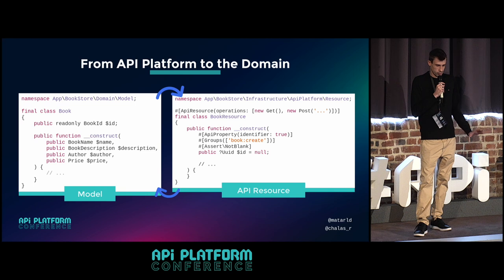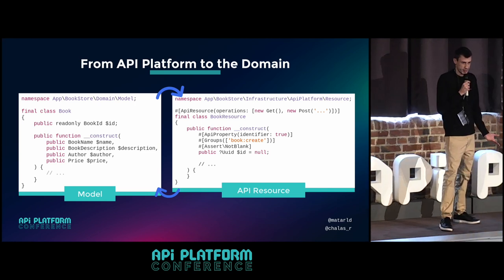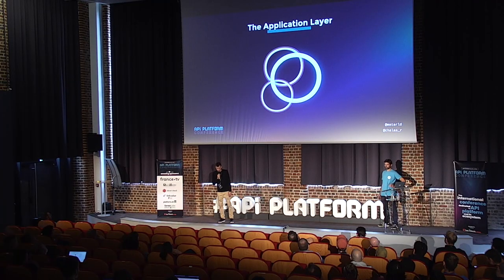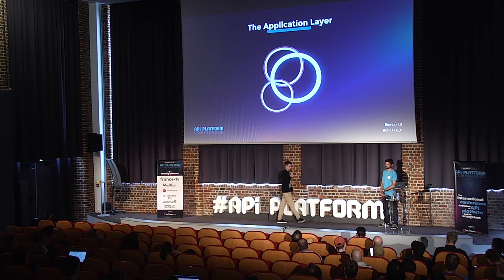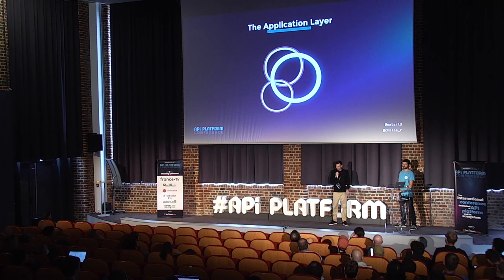We don't have just ORM entities. You don't write Doctrine entities. You write domain models. You write domain entities. And that's the point. Make sense? Okay, we are done with the model part, or almost. We started modeling the domain. Now we are going to go outside of this domain layer and enter the application layer.